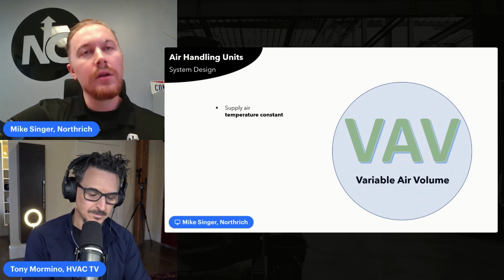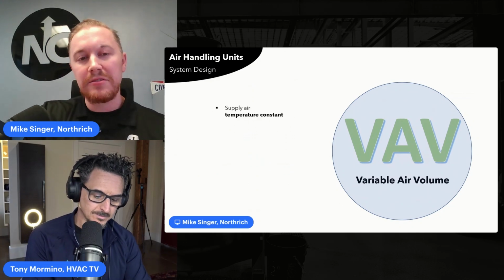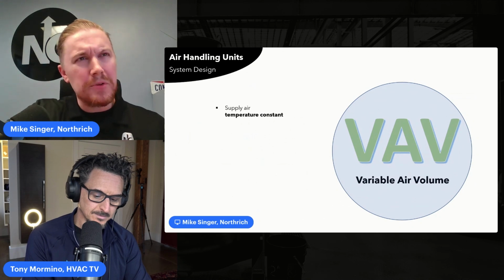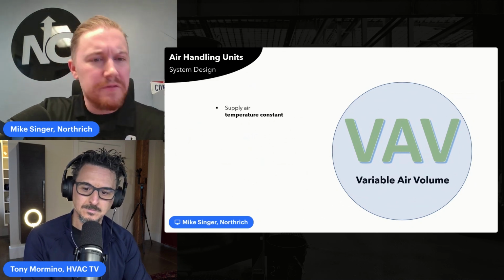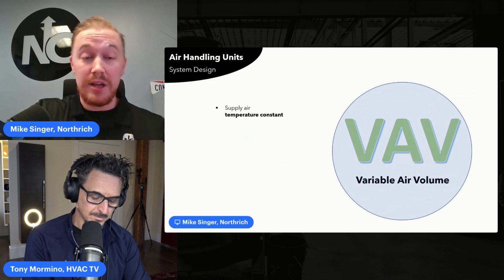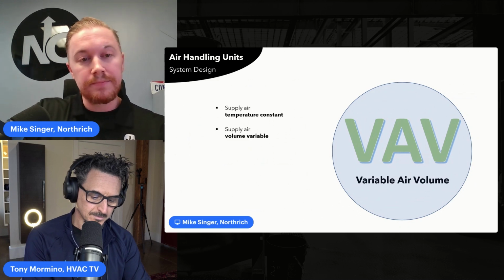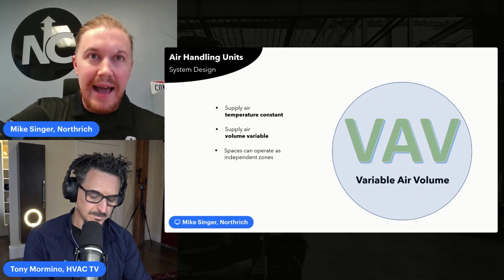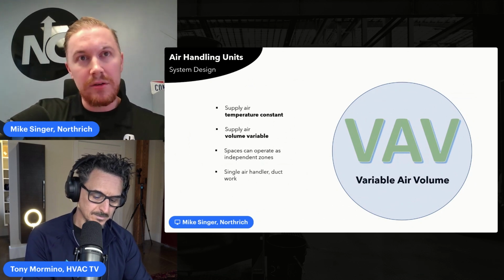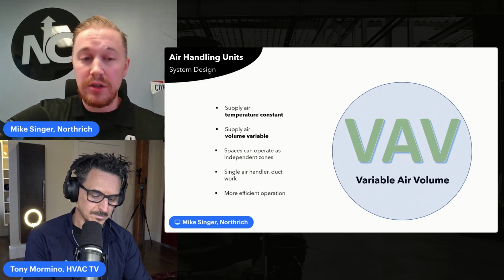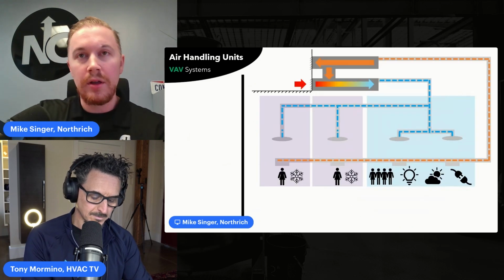Well, it's a system in which the supply air temperature is constant. And we'll see as we move forward that the temperature rule of thumb for the industry, if you're new, 55 degrees out of a VAV system is a pretty good rule of thumb to use, whether that's summertime or winter operation. The supply air volume is obviously varied, and it allows spaces to operate as independent zones with one set of supply ductwork. And we achieve very efficient operation out of these systems.